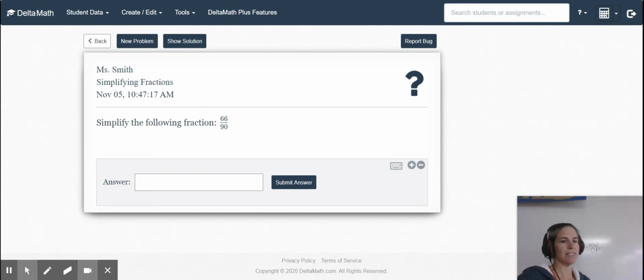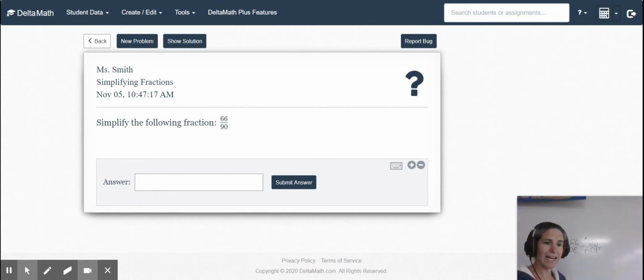3 goes into both 66 and 90. 66 divided by 3 is 22. And 90 divided by 3, so I divided the top number by 3 and the denominator by 3, is 30.